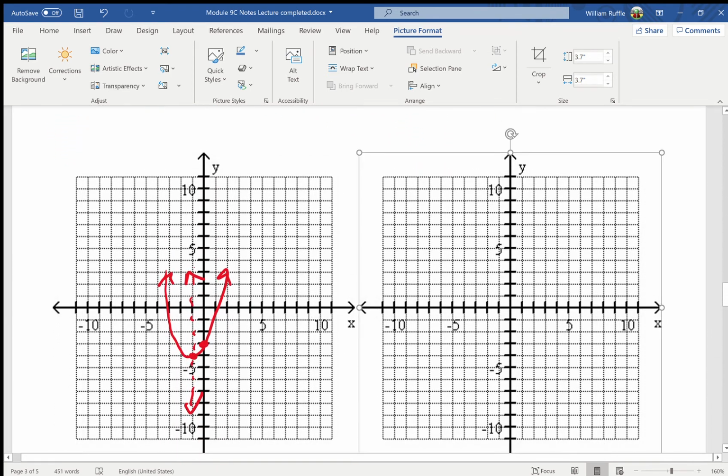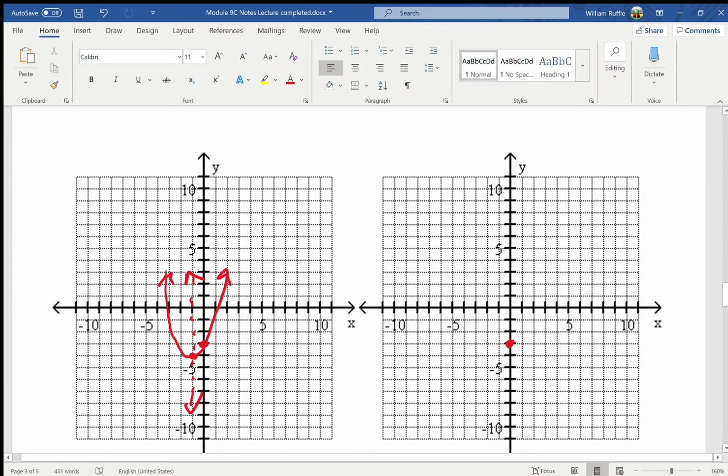So when I plot my point here, 0, negative 3 is my vertex. And then 1, negative 4 is this. And remember, it's negative, so it's going down. So I got to draw my picture like this. And then I'm not going to draw my vertex. It doesn't always ask for it. So please be careful when you're reading your directions there. Okay.